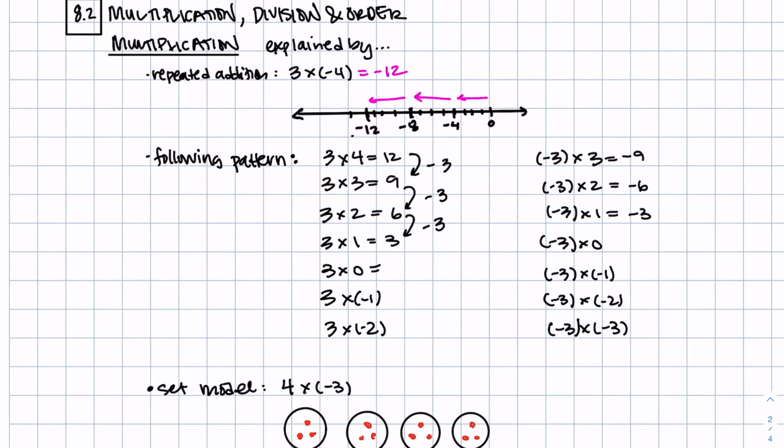So each time I lower the number, I'm subtracting 3, so we expect 3 times 0 to be 0, which we know is true, and 3 times -1 to be -3, and 3 times -2 to be -6. This pattern just continues over and over. And the same thing goes if I start with a negative number. Following this pattern, I know that -3 times 3 is -9, and -3 times 2 is -6.